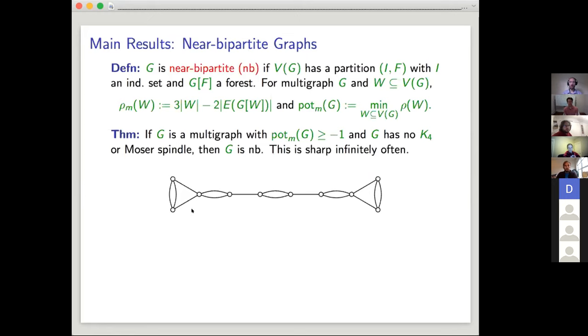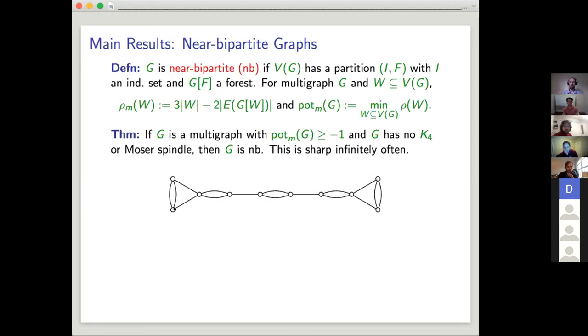So let's see why this graph doesn't have an IF partition. The thing to think about with these multi-edges is that in any IF partition with a multi-edge, the two endpoints have to get opposite colors. So one has to be I and the other has to be F. They certainly can't both be I because it wouldn't be an independent set, but they also can't both be F, because then you get a two-cycle in your supposed forest. So that's not allowed.